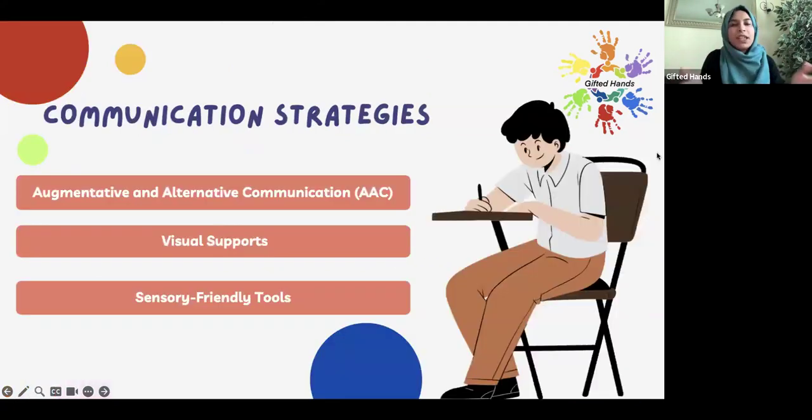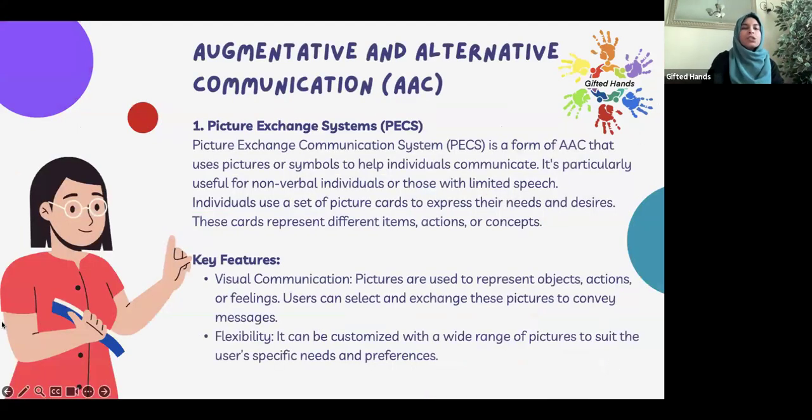So what are the communication strategies? We have 3 communication strategies: augmentative and alternative communication, which is known as AAC, visual supports, and sensory friendly tools. In this webinar, we'll be covering these 3 communication strategies. Moving on. In the augmentative and alternative communication, which is the AAC, we have the picture exchange system. So what is the picture exchange system? Many of you have an idea of what the picture exchange system is.